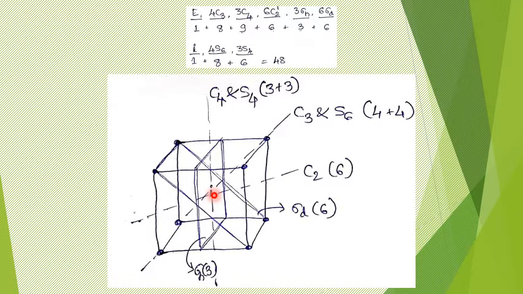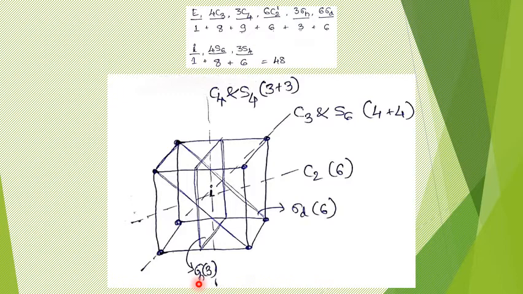And we have some planes. See, we have some sigma h. So sigma h can be easily understood. This is one sigma h, because we can have an axis like this, that can also be considered to be the principal axis, that will be a C4 axis, and this is the perpendicular plane, therefore this will be sigma h. And not just one sigma h.